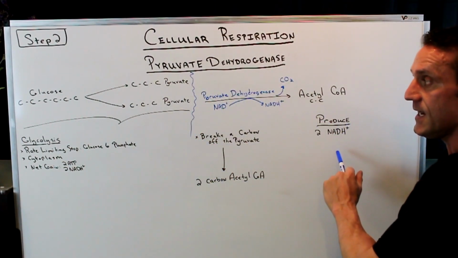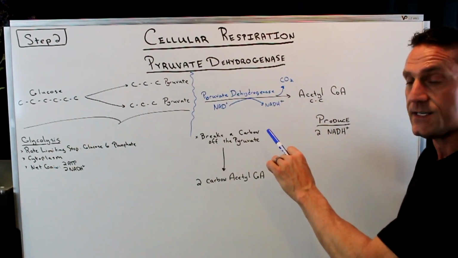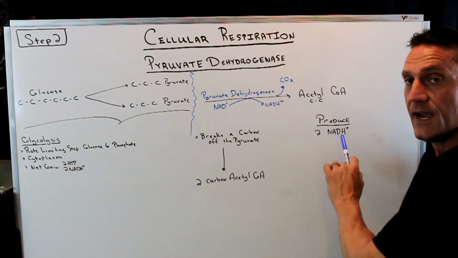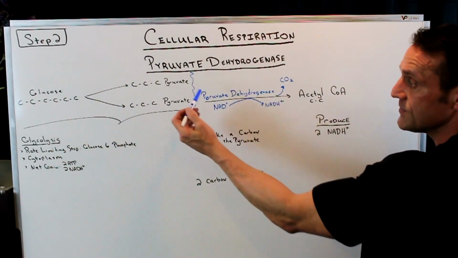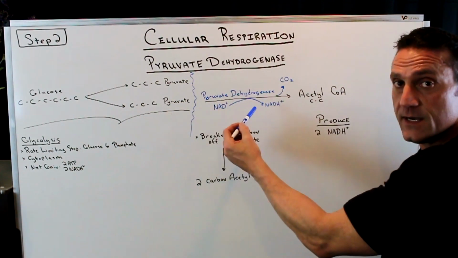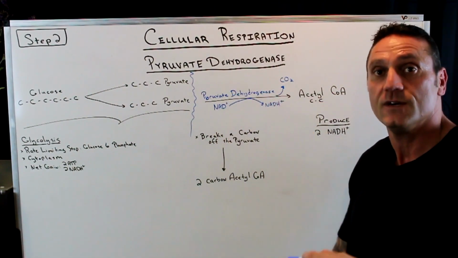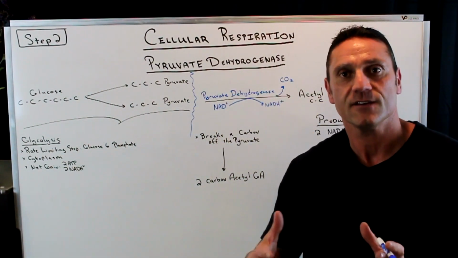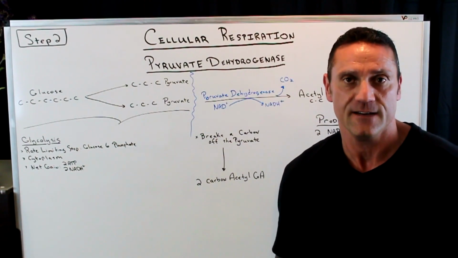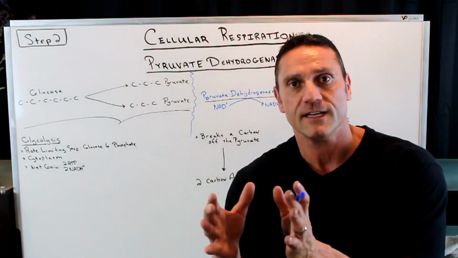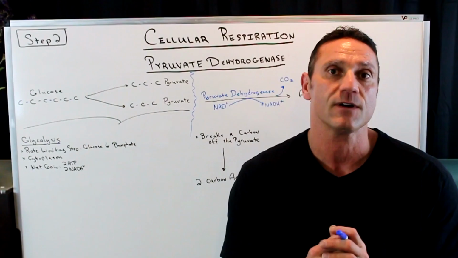So the net gain of pyruvate dehydrogenase is you're going to gain 2 NADHs. Remember, here I only showed you 1, but there's 2 3-carbon pyruvates that are going to produce 2 2-carbon acetyl-CoAs that will bring us into the electron transport chain. Okay, so follow the next video. Step 3 is the Krebs cycle.